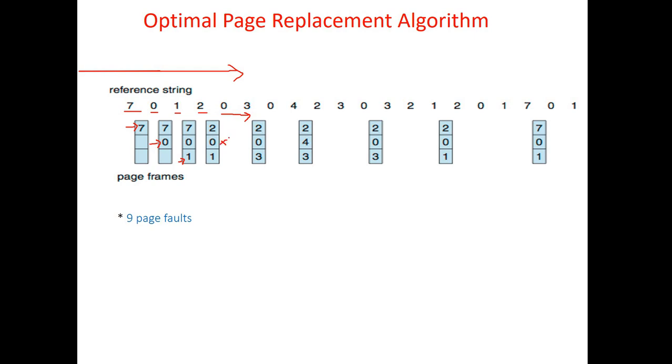Next 3 anyway not available. Next again 0. 4 anyway not available. 2 is the next page referred in the future. So therefore, 0 and 2 need not be taken into account for page replacement. Therefore, according to this optimal page replacement concept, the next victim page for replacement is 1. So 1 is replaced by 3.